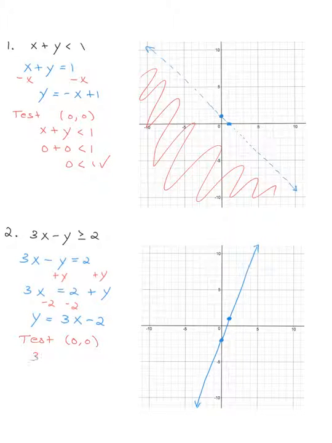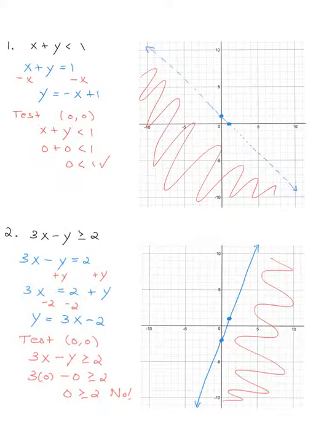So I'll take my inequality, put 0 in place of x, 0 in place of y, and see if this is true. This simplifies to 0 is less than or equal to 2, and no, that is false. This means that I don't want to shade in the region that contains (0, 0), therefore I must shade down here. This is the answer, it's this shaded region.